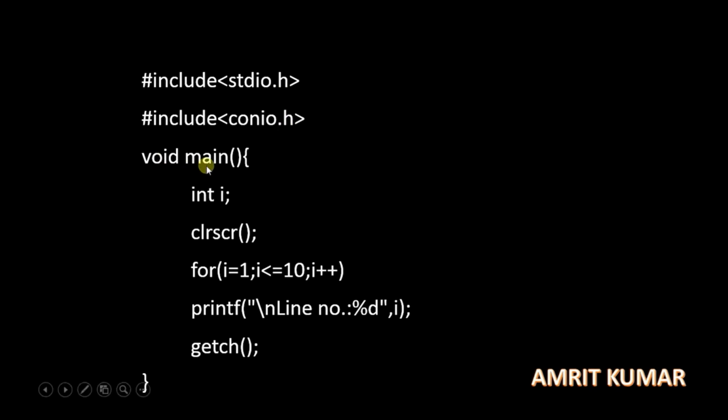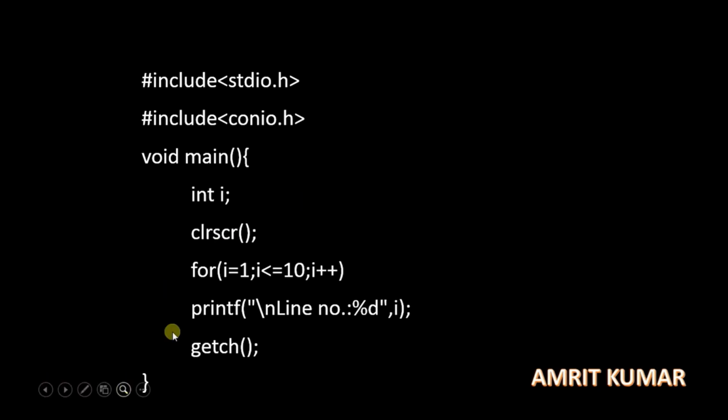After that I have used the main function which is of return type void, meaning empty. And in the main function, I have opened the main function by using the curly braces, and here I am declaring a variable, we can say. I am using a variable i of integer data type, okay, and I have used the clrscr function which is used to clear the screen, okay.